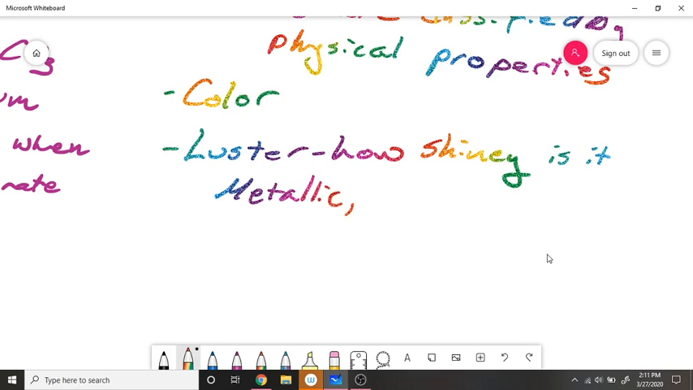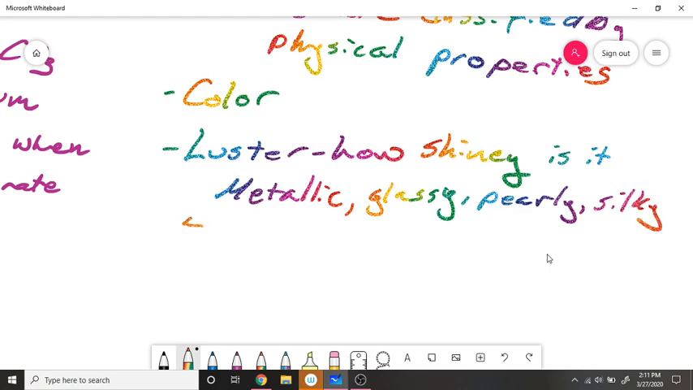And then they can be less and less shiny. They may look glassy or pearly or silky. They may not reflect anything at all, and so they are considered to be earthy. Think like clay or mud.